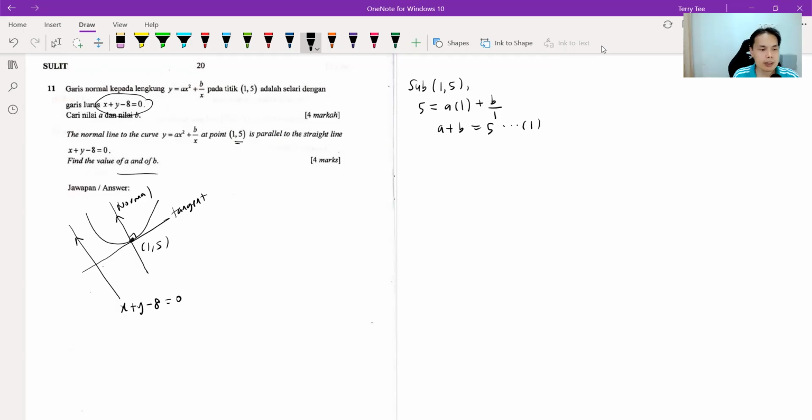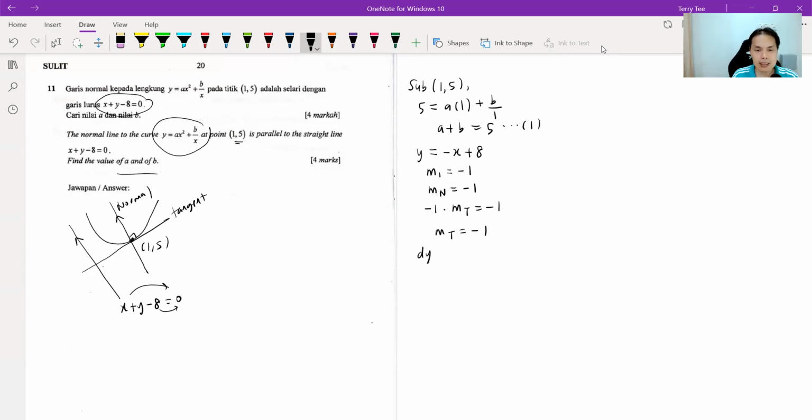Now the second equation, we know that this line is parallel to the normal. But first we need to find out the gradient of this line. So what we can do is we make y the subject, we bring everything over. So your y is minus x plus 8. So the gradient of this line is now -1. Therefore, your gradient of normal is also -1. Remember, gradient of normal times gradient of tangent, the result is -1. My gradient of tangent is now 1. Now I need to find my gradient of tangent, right? So that when you differentiate this function, dy/dx represents the gradient of tangent.